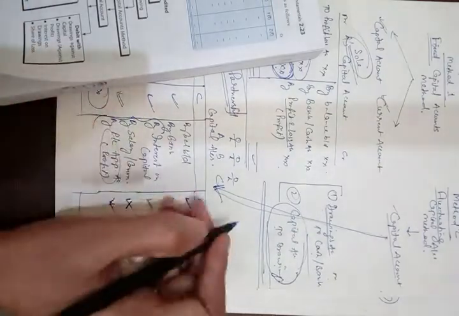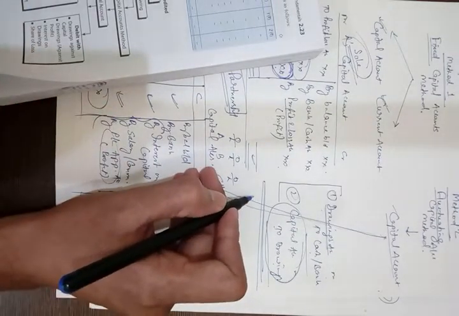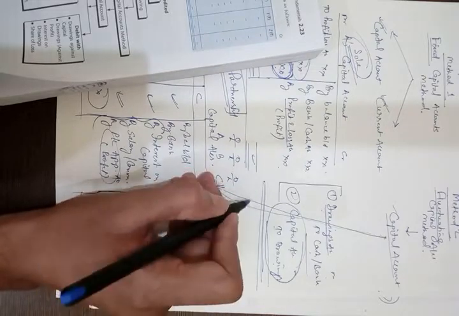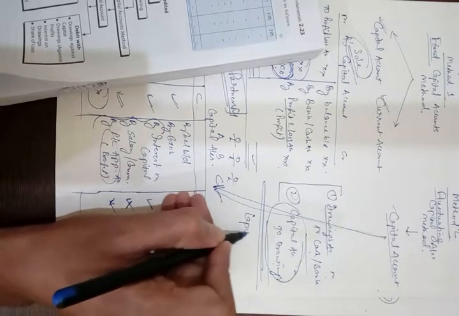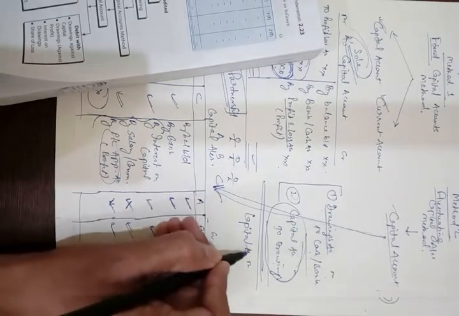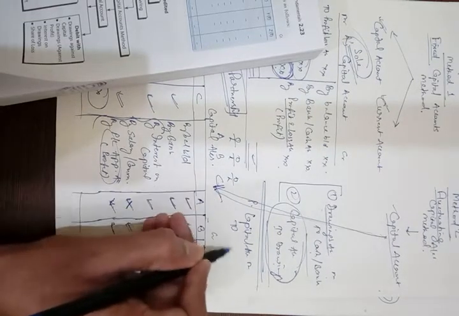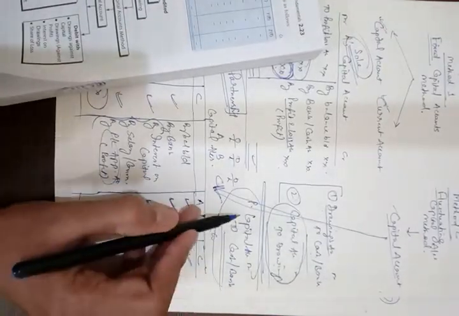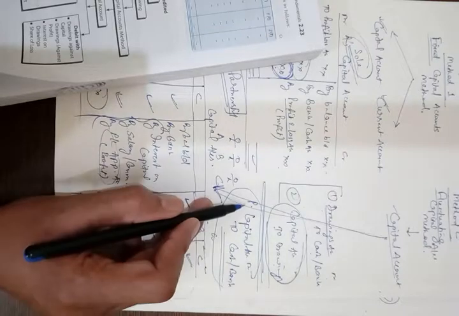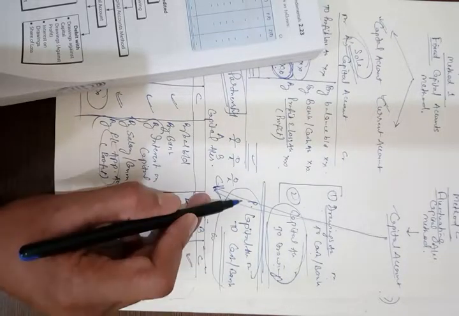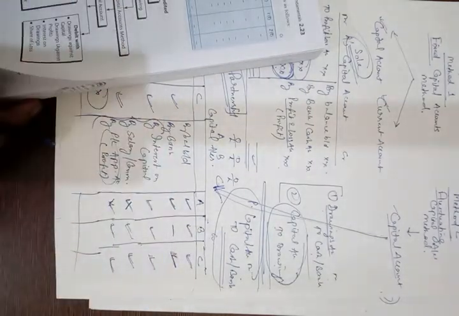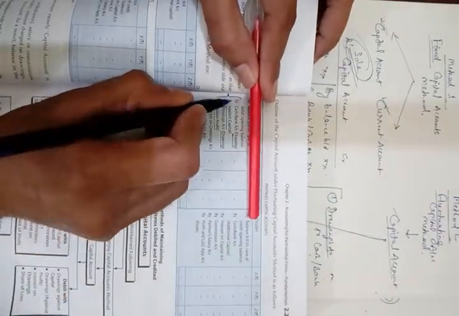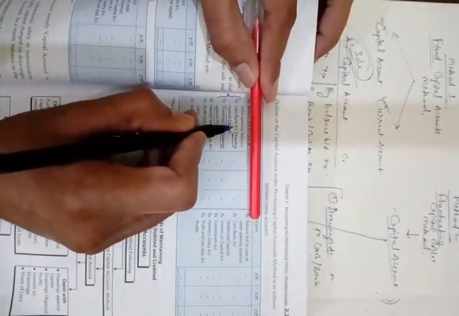As far as drawing against capital is concerned, in that case only one single entry is passed, and that is partners capital account debit to cash or bank. Whoever has withdrawn money, his capital account will be debited, and to cash or bank it will be credited. So this will be posted. If this will be posted in the capital account, then it will appear as to cash or bank.